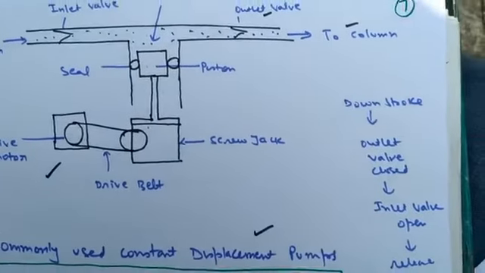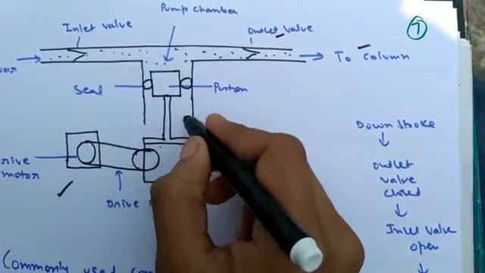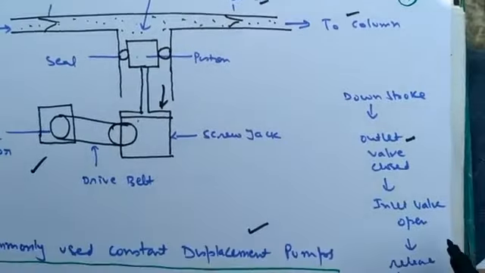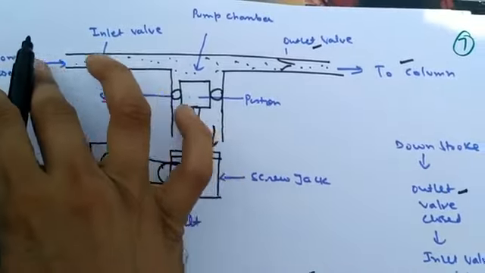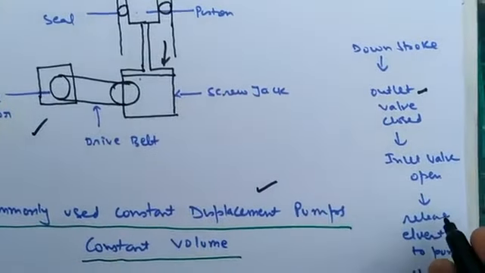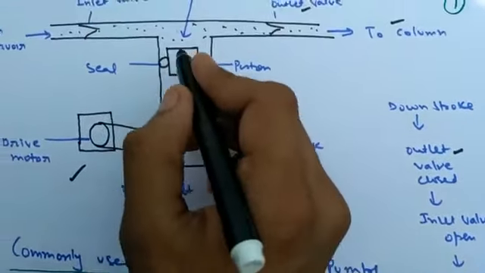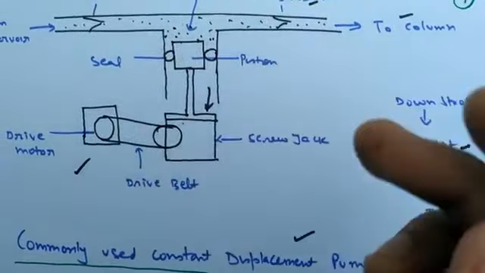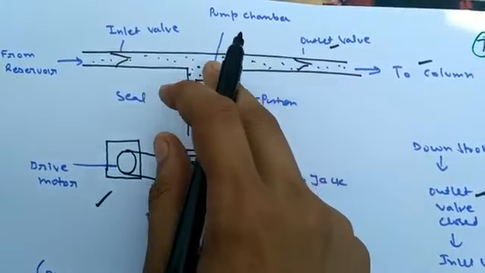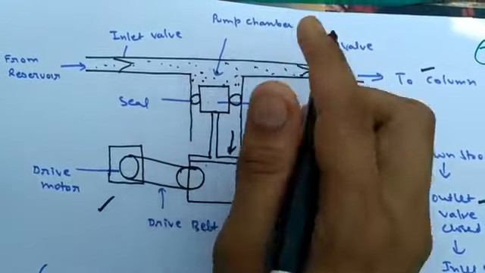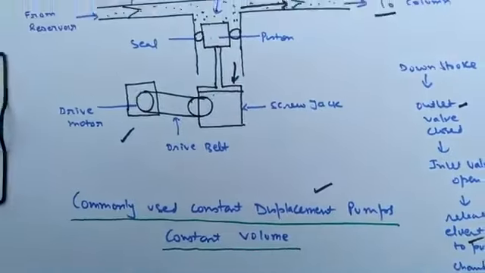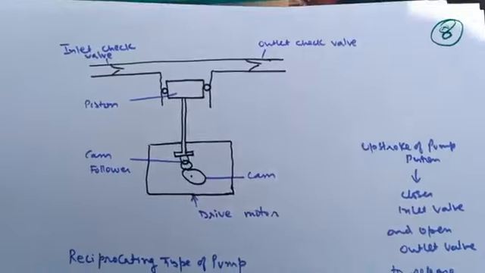So what is its purpose? When the motor is in downstroke, the piston comes down, the outlet valve is closed, and the inlet valve opens. The inlet valve opens, allowing the entry of the solvent, and the pump chamber is filled. Here the solvent is filled. Then in the upstroke the reverse occurs. This is closed and this is open. The collected solvent is sent to the outlet valve and then to the column. This is actually what happens in the pump.